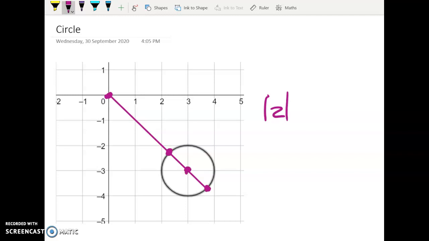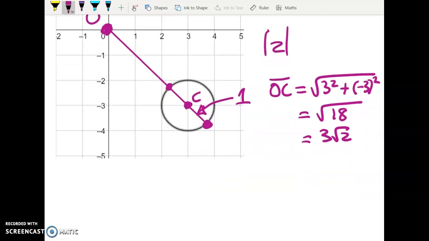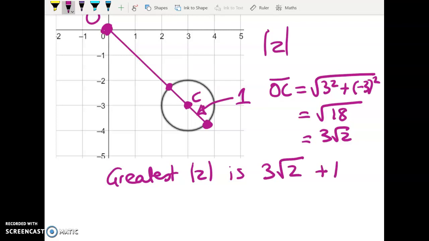And once you see it drawn out like that, it means that this question is really, really easy, because we know how far it is from the centre to this point here. It's a circle with radius 1, so that's 1 unit long. And we know by Pythagoras what the distance is from O to point C, which I'm calling the centre. All right, so OC is equal to the square root of 3 squared plus negative 3 squared, which is the square root of 18, or 3 root 2. So the greatest z value is going to be 3 root 2 plus 1.